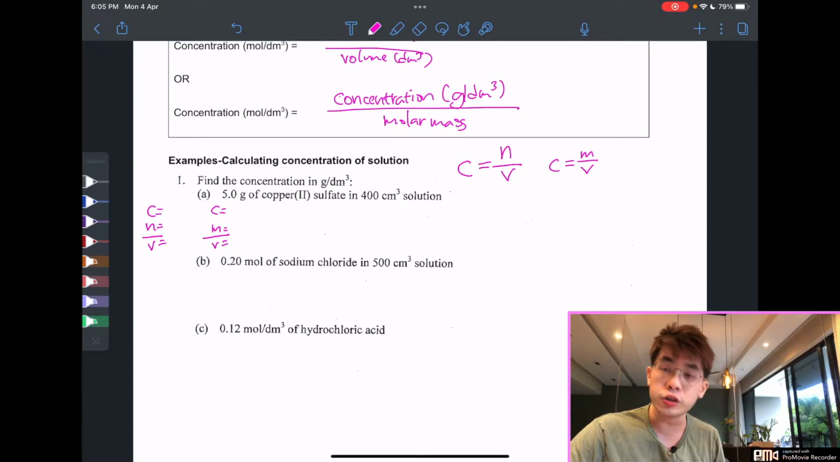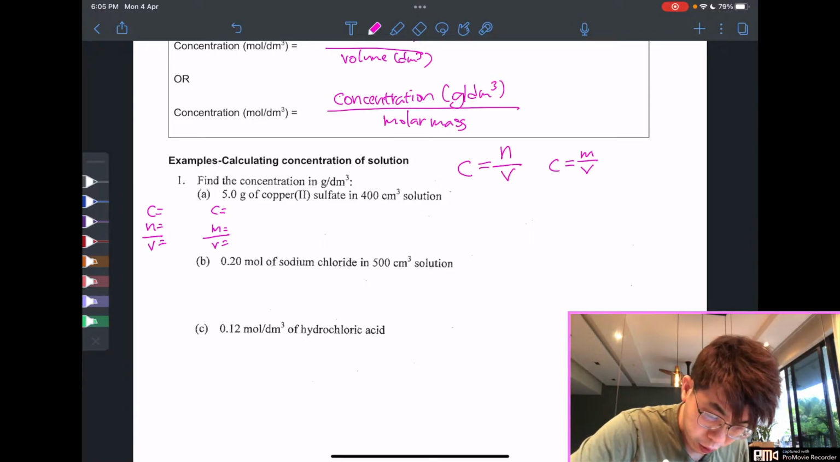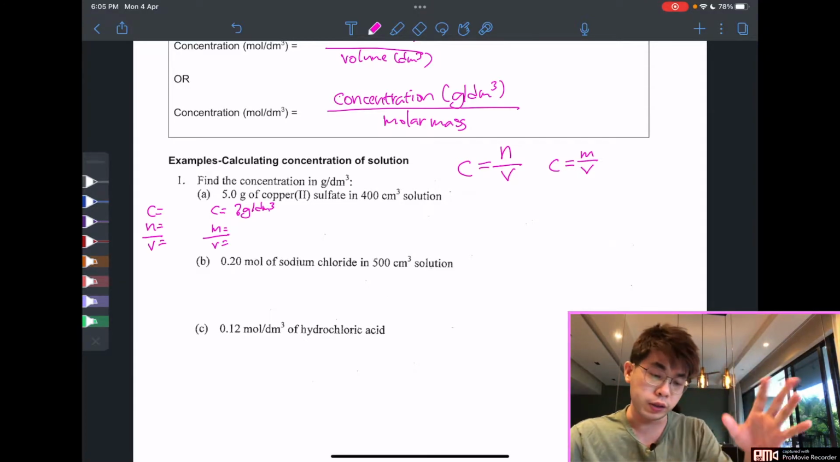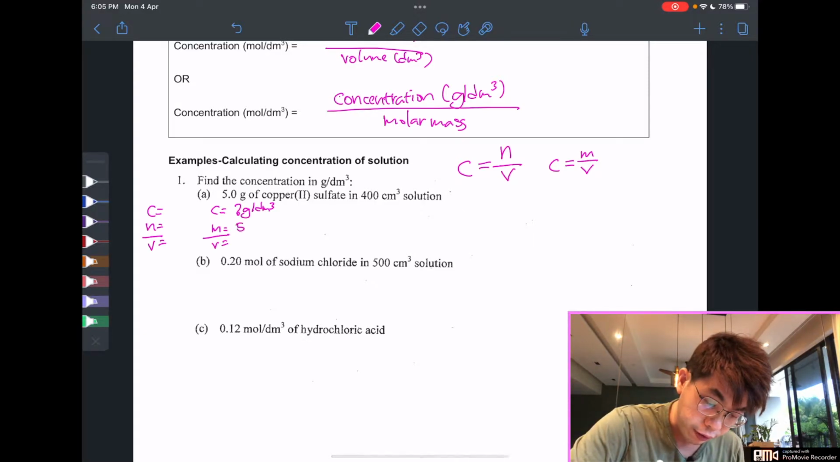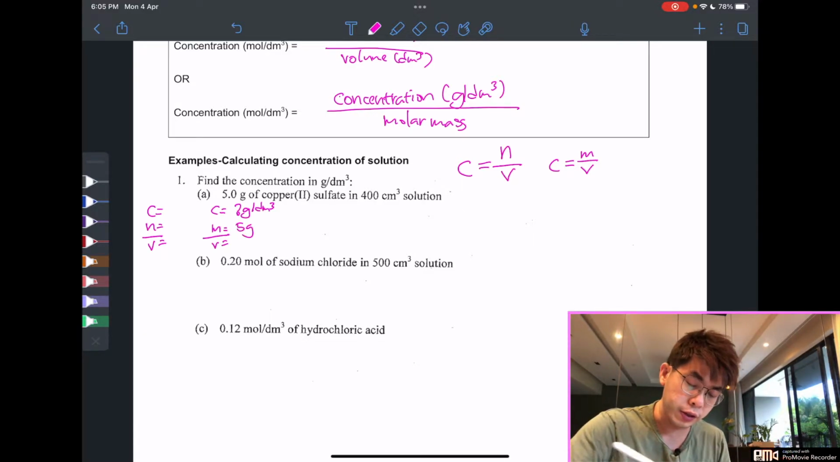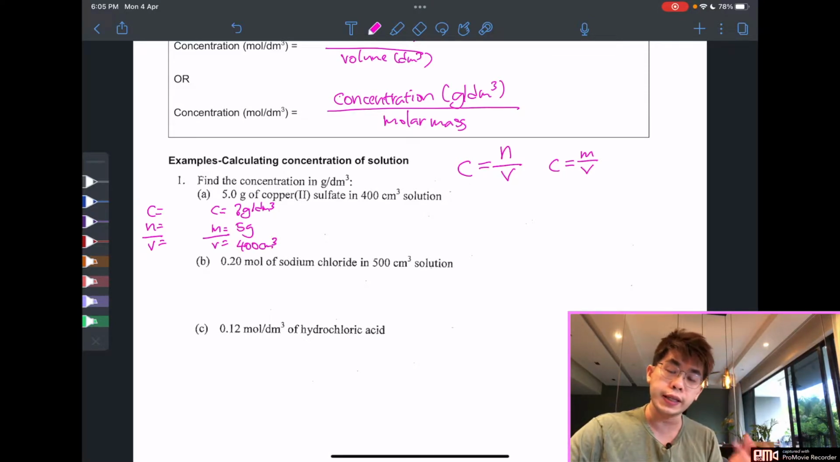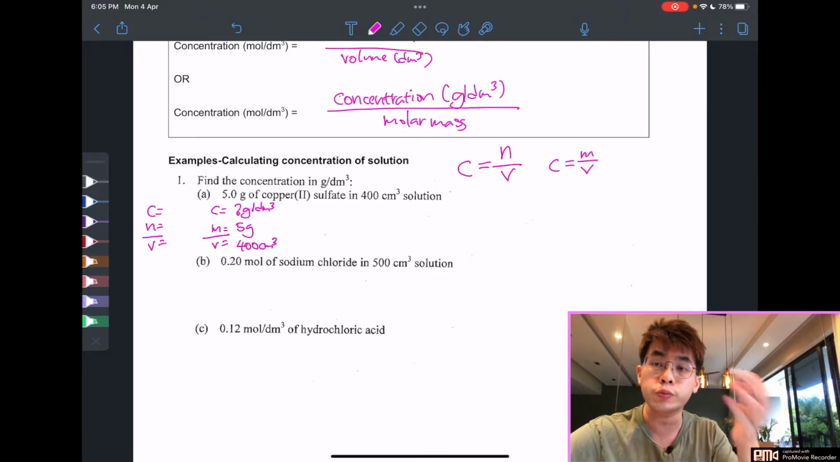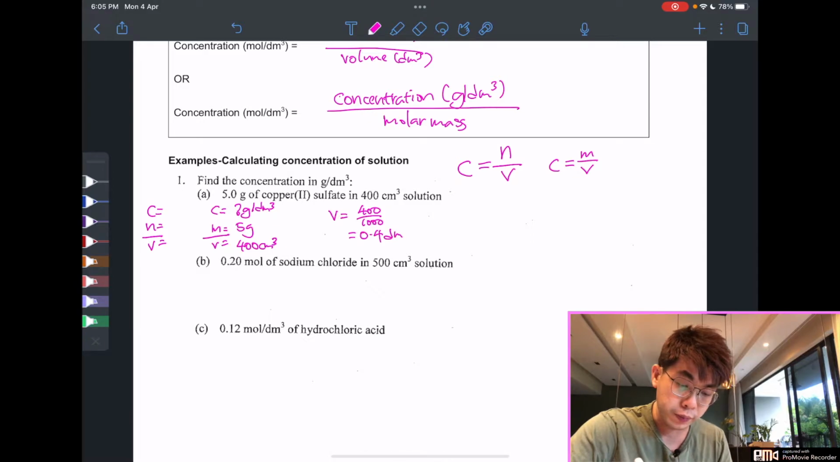I'm trying to find the concentration in gram per dm cube. Because I'm trying to find concentration, I'll put a question mark over here, gram per dm cube. So I know that that's what I want to find. The information I'm given is that the mass is 5 grams and the volume is 400 cm cube. Firstly, I need to remember to convert the cm cube to dm cube. So the volume is 400 divided by 1000, which equals 0.4 dm cube, right?